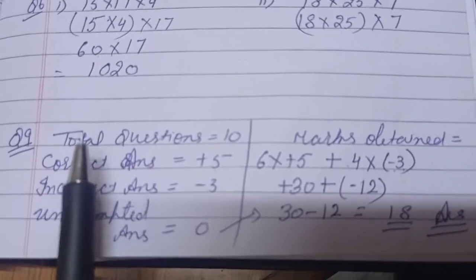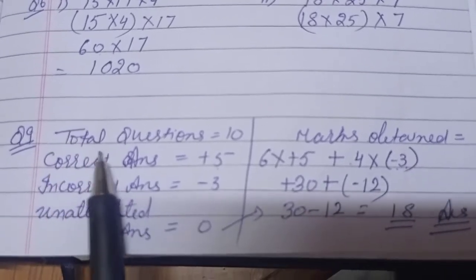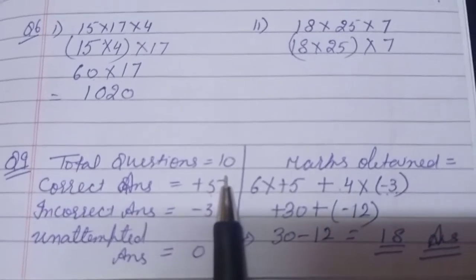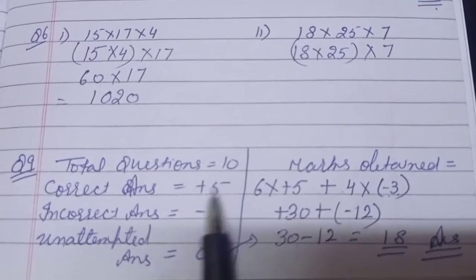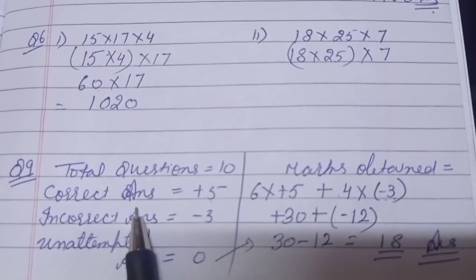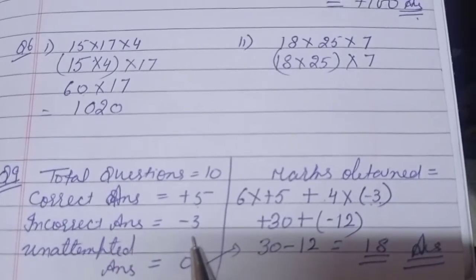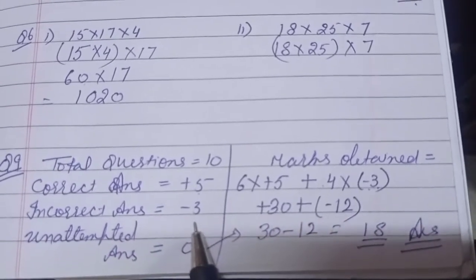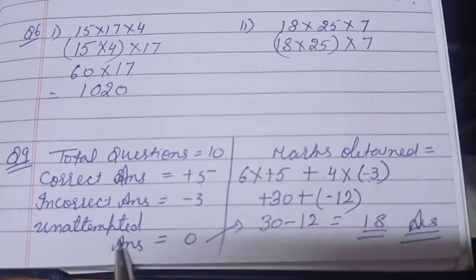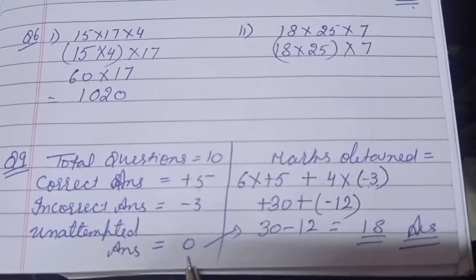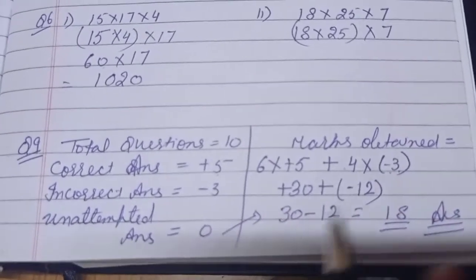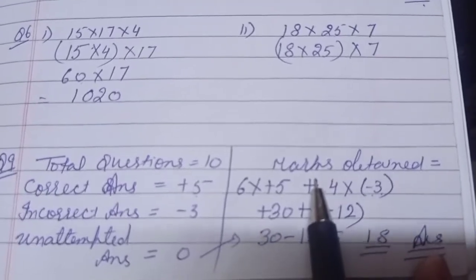Question number 9. In a class test containing 10 questions, total 10 questions were there. Plus 5 marks were awarded for correct answer. If the answer is correct, 5 marks are given. If answer is incorrect, minus 3 marks. Negative marking is there, minus 3 are given. And if the question is unattempted, for that 0 will be given. Clear?